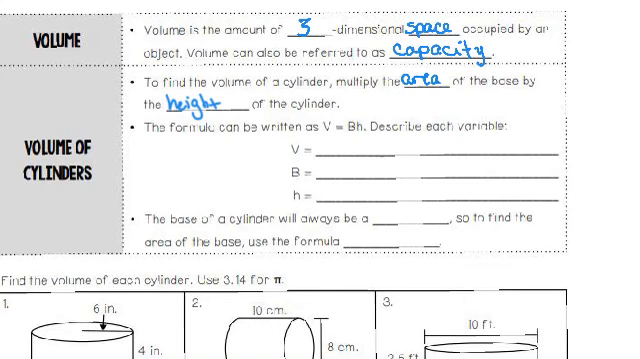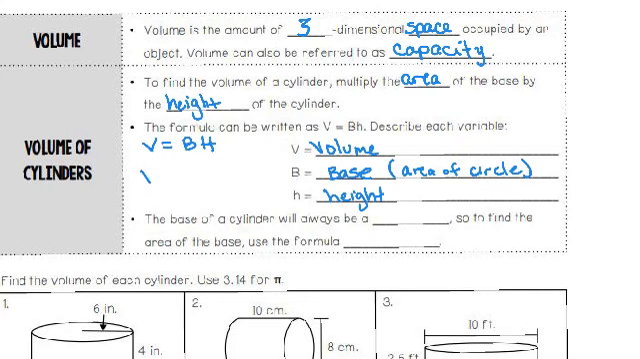Okay, so the formula for a cylinder can be written as volume equals base times height. And base is the area of the circle. So another way to write volume equals base times height is to write volume equals area of a circle, pi r squared, times height. And that will give you the formula you need. Then you just plug in your values and solve for the volume.